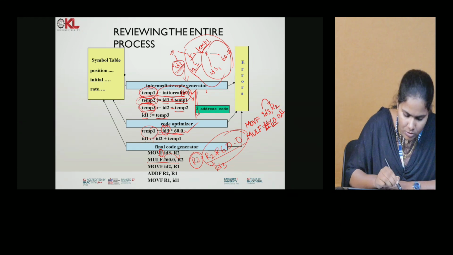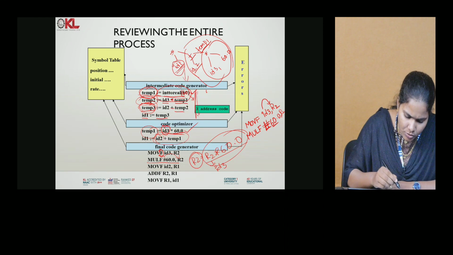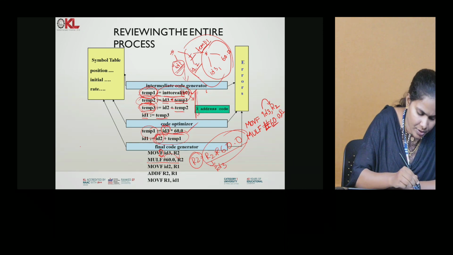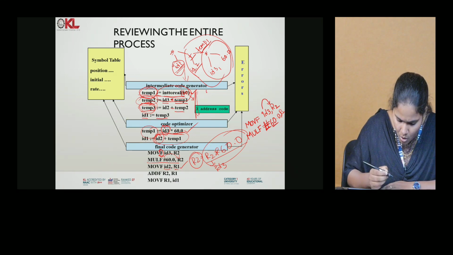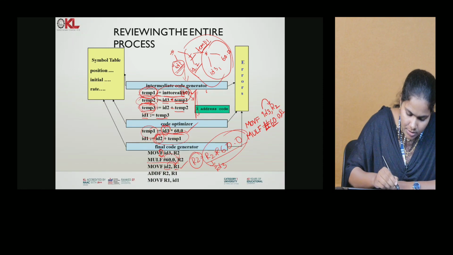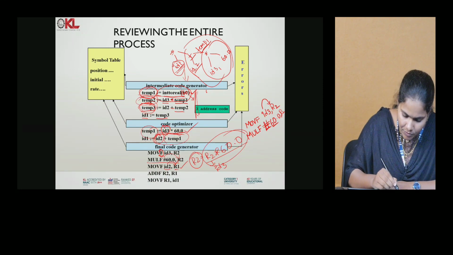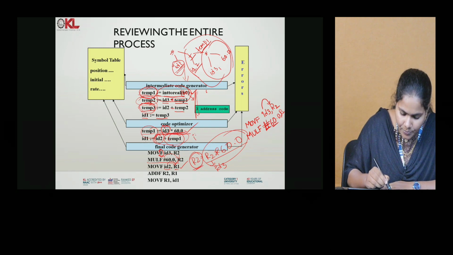Now we need to go for this one. What we need to do? We need to add. First we need to take id2 into one register. Here you can see id2 is being stored into one register, which is r1, okay? And r1 is added with temp1, which is now r2, right? Because we stored this entire value into temp1 in the previous step. Now this entire thing is already stored in r2, so we need to add id2 plus r2, right?